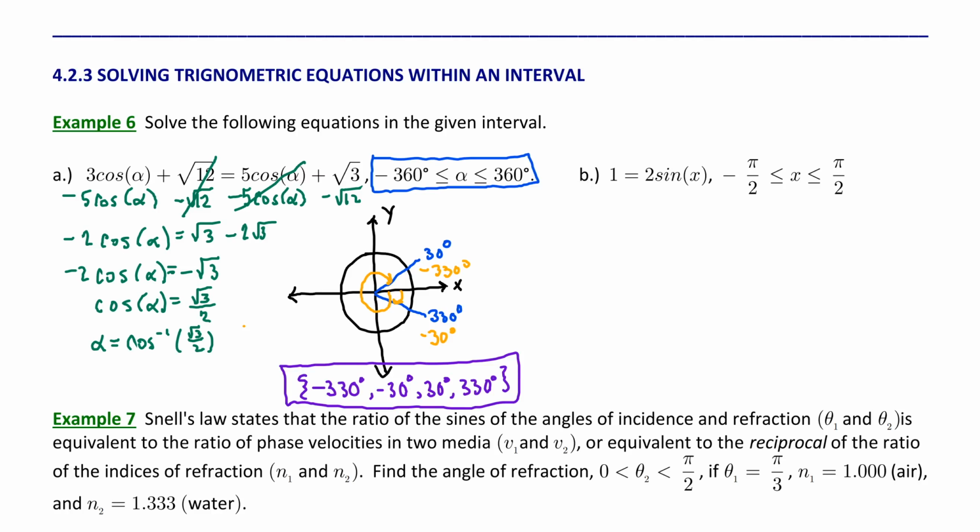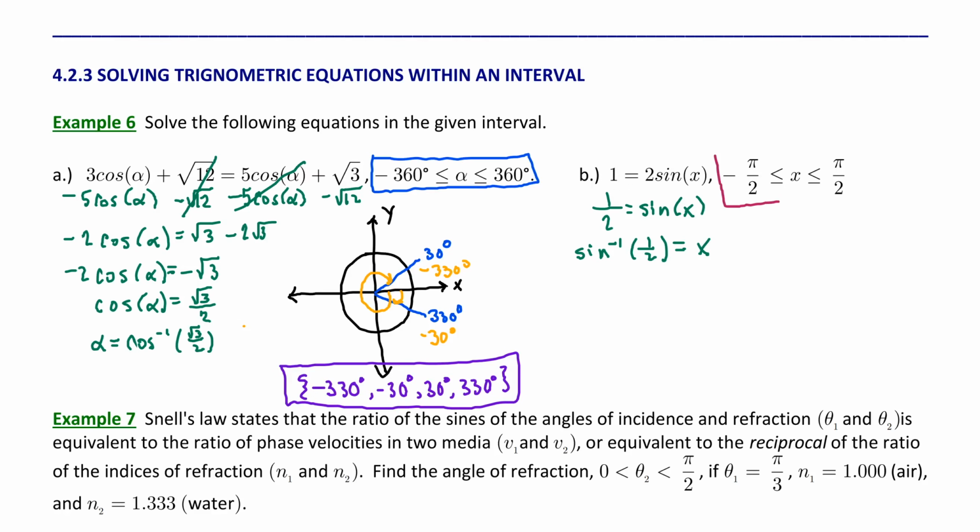Let's try an example in radians. In example B, we have the equation 1 equals 2 sine of x. As always, our first goal is to isolate the trig function. Dividing both sides by 2, we can see that 1/2 equals sine of x. Then we can isolate the argument by applying the inverse sine to both sides. So we need to calculate inverse sine of 1/2 to get the solution x.